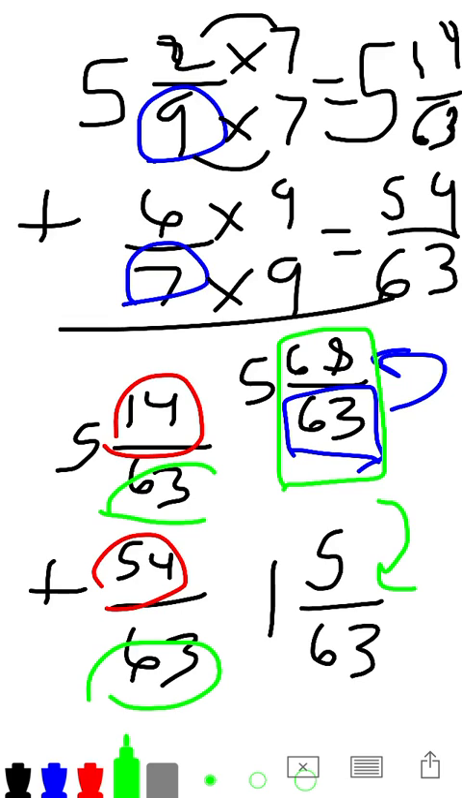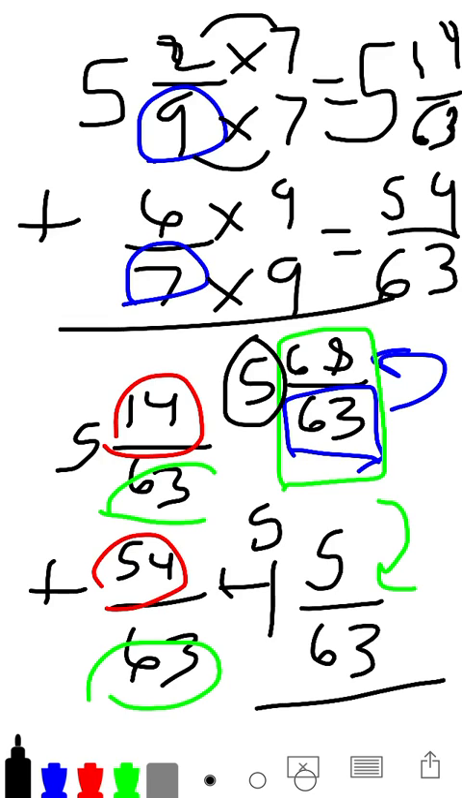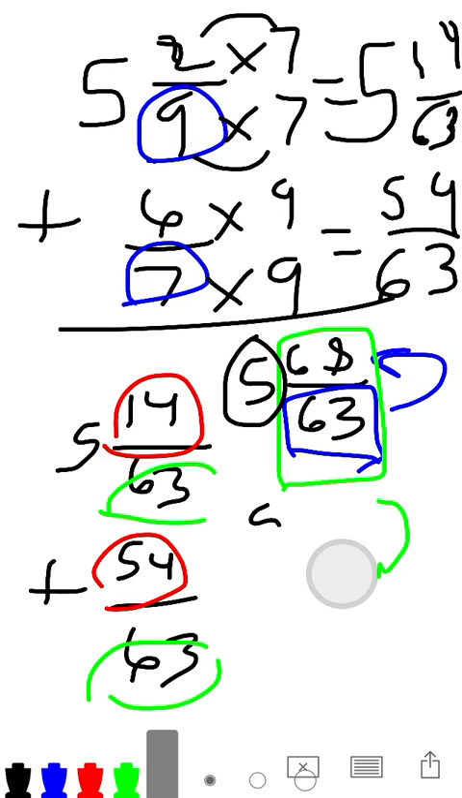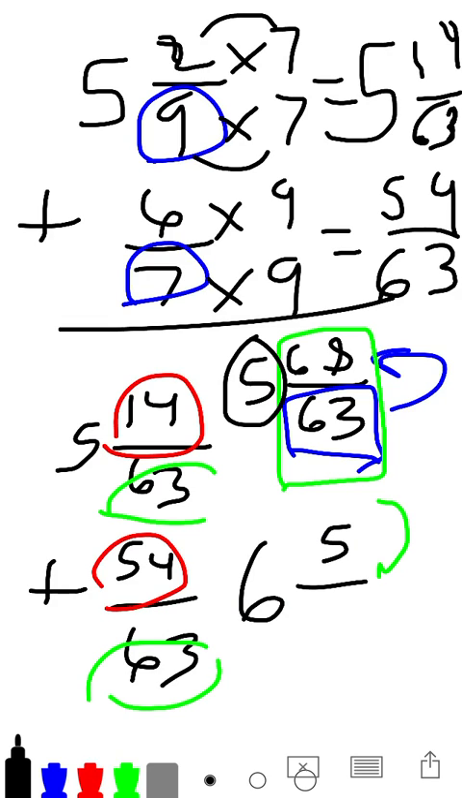But I cannot forget my 5 right over here. So what is 5 plus 1? Well, that's 6. Now, again, I'm going to have to erase some stuff here. So now, that would be 6 and 5 over 63. And that is your answer.